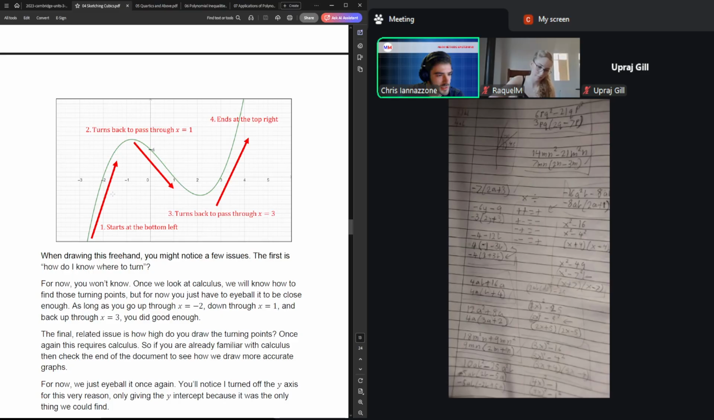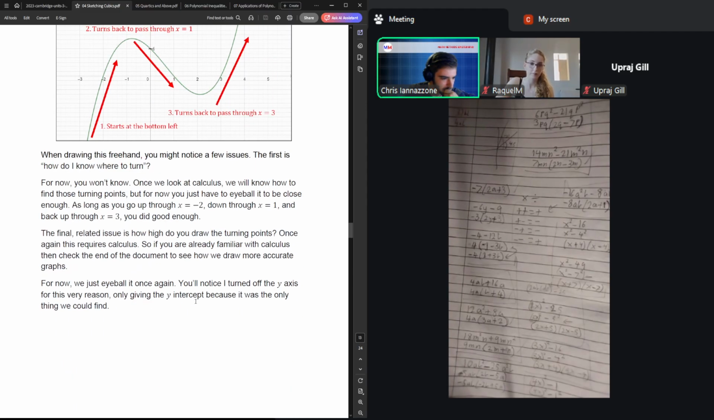That'll be basically the best you can do for now until we start looking at calculus. Calculus will help us to figure out where exactly to draw these turning points. But for now, you pretty much just eyeball it. You could draw these quite high, you could draw these quite low. As long as you're hitting all the key features that we've solved so far, that's the main thing we're pointing out. I think that's what I mentioned here. Yeah, that's exactly what I mentioned there.